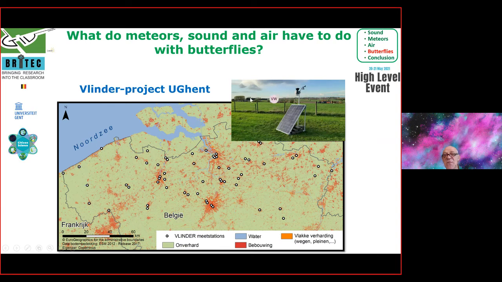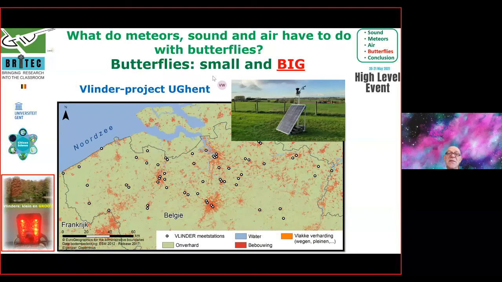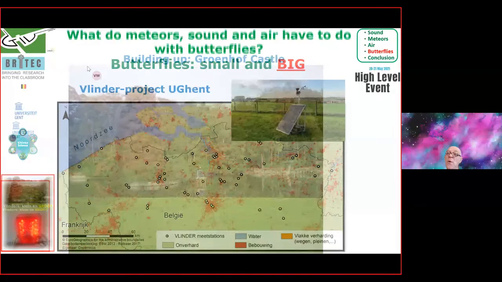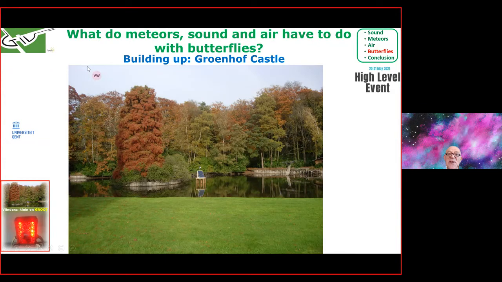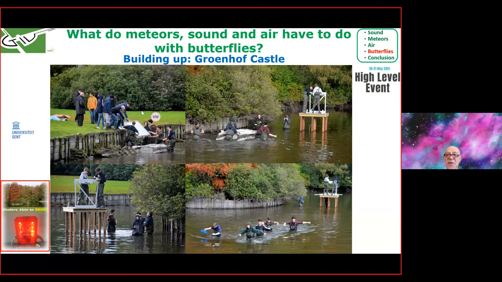The project is this: 70 weather stations were placed by 70 schools in the Flemish part of Belgium. And we called this project at our school the Big Butterfly. We placed our weather station at a very unique location, which you can see over here. It's in the middle of a small lake. And I must tell you that it was quite an experience for our students to transport all the equipment to that platform and to install this.